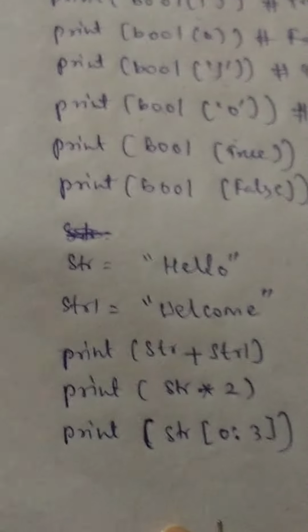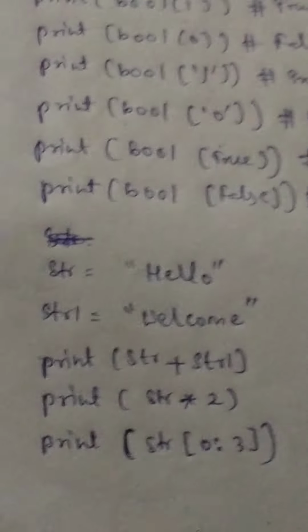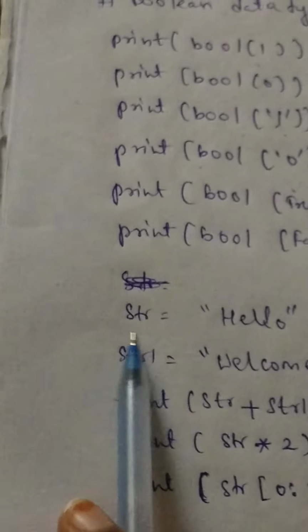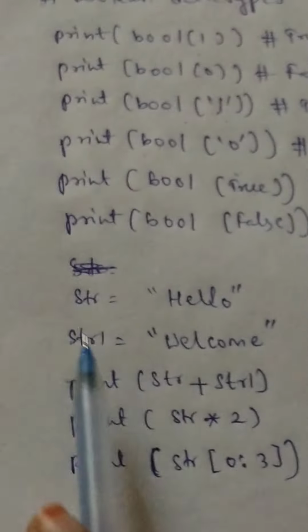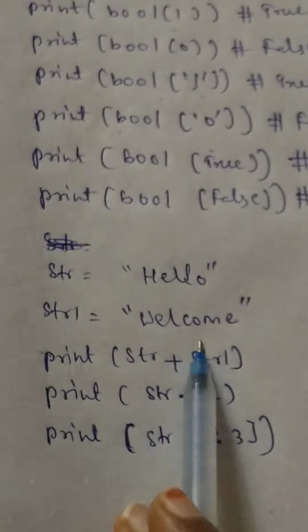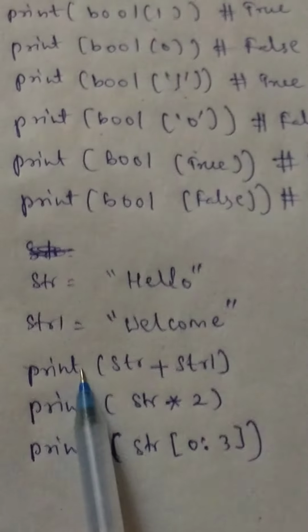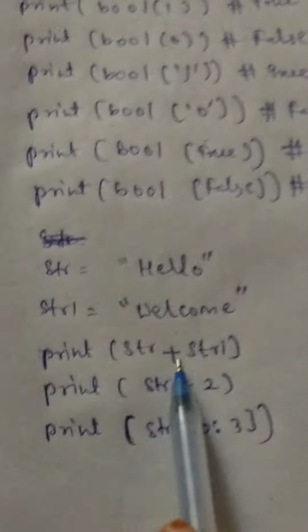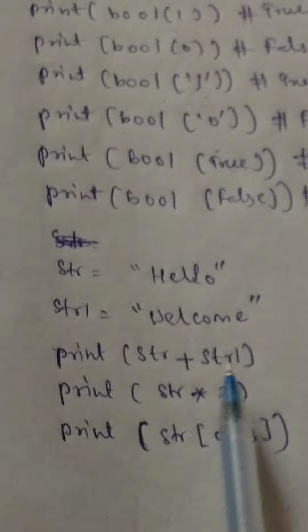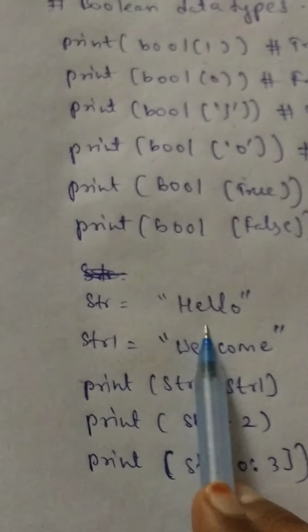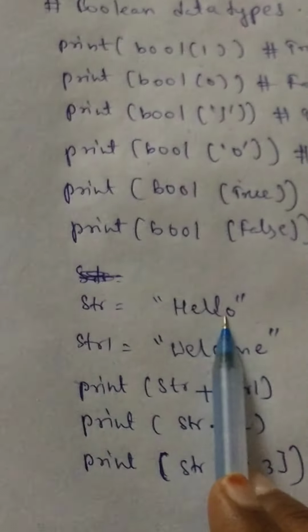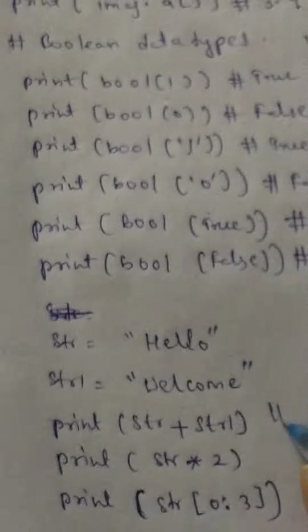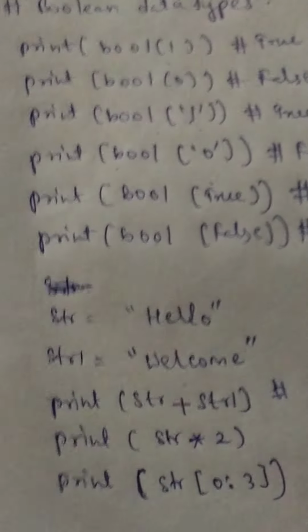We can perform many operations on strings like string concatenation and string repetition. Now if we see this example, str is equal to hello. We created a string in which the value is hello, and we have created another string str1 equal to welcome. To concatenate these two strings, the plus operator is used, called the concatenation operator. If we execute str plus str1, the string welcome would be added to the str string. The output will be hello welcome.